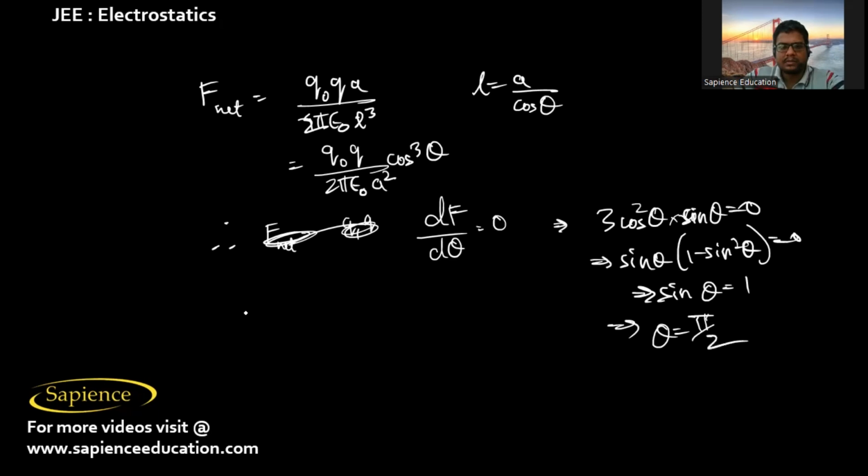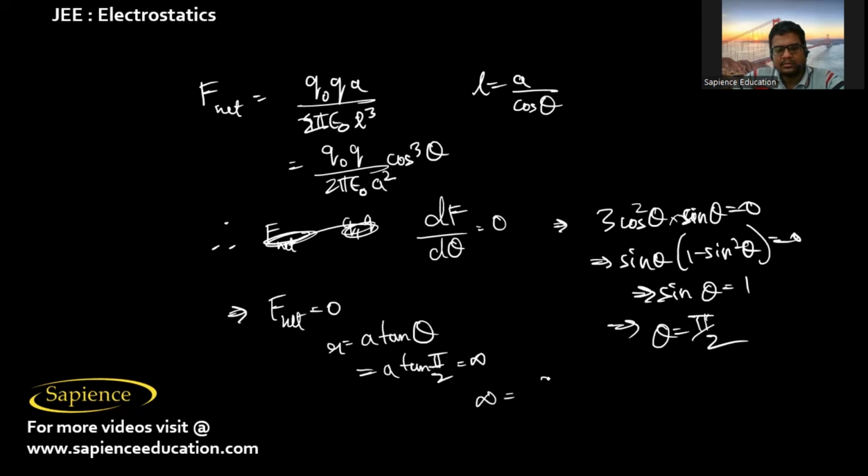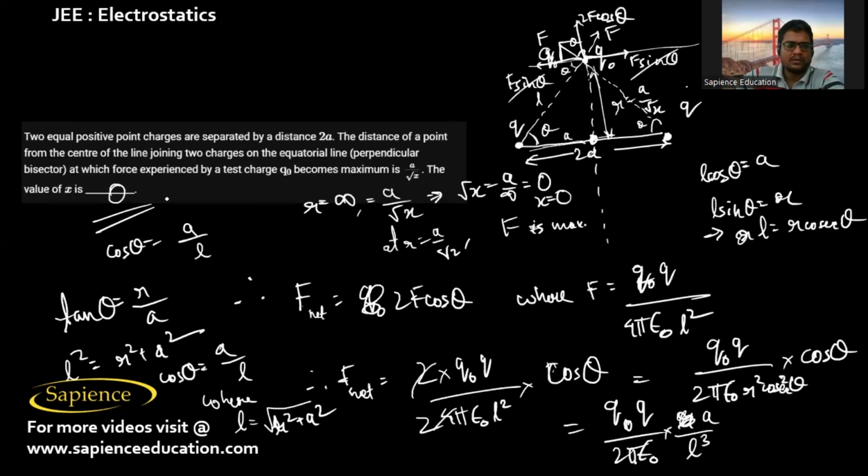So now if theta is pi by 2, then we can say the net force should be 0, and r should be equal to, here it is told, a tan theta, so a tan pi by 2, that is infinity. So therefore infinity should be equal to a by root x. So root x is equal to a by infinity. So root x should be 0, so x should be 0. So the value of this is 0.